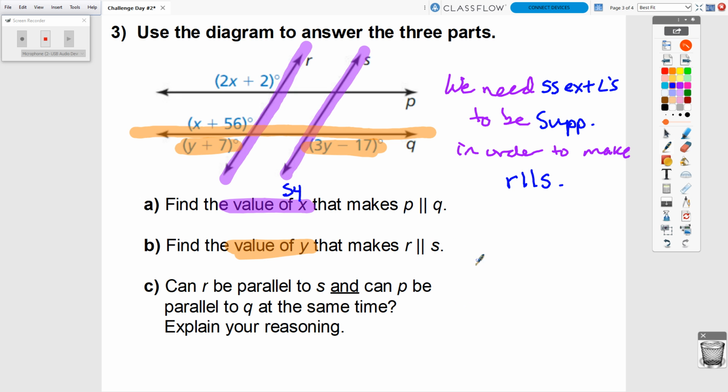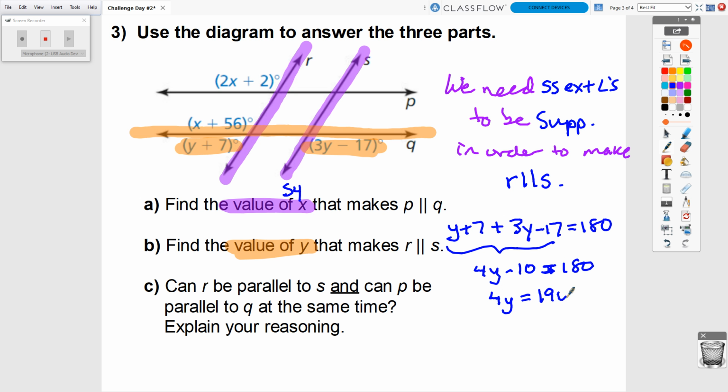So let's do that. Let's make them supplementary so we can figure out what value of y we would need in order to make R parallel to S. So I need y plus 7 to add to the 3y minus 17 to equal 180 degrees. So then all of this is on the same side, so I can combine like terms here. y and 3y make 4y. 7 minus 17 is going to give me minus 10, equals 180. And so I'll add that 10 over to the 180 to get 190. And then divide by the 4.